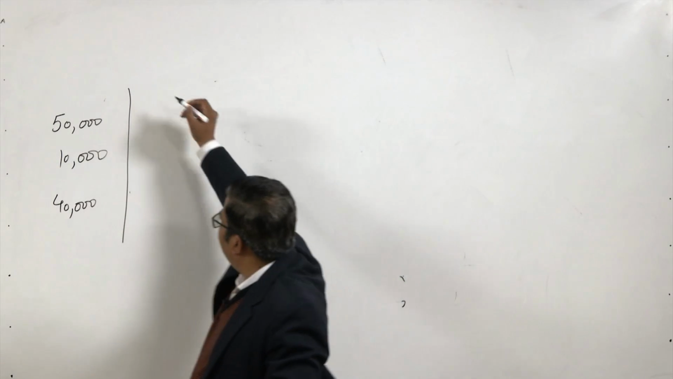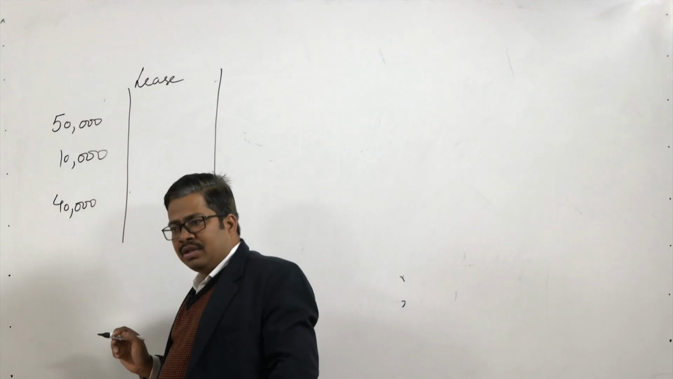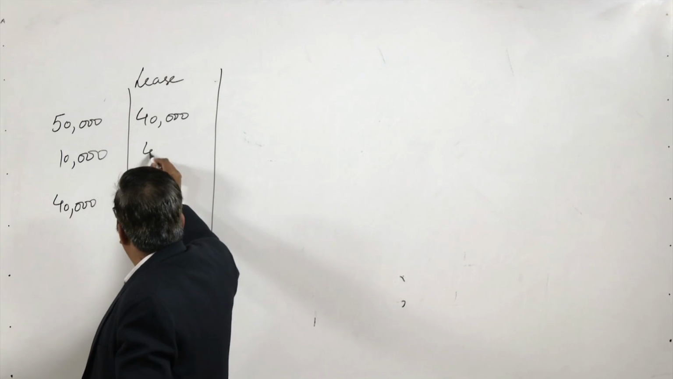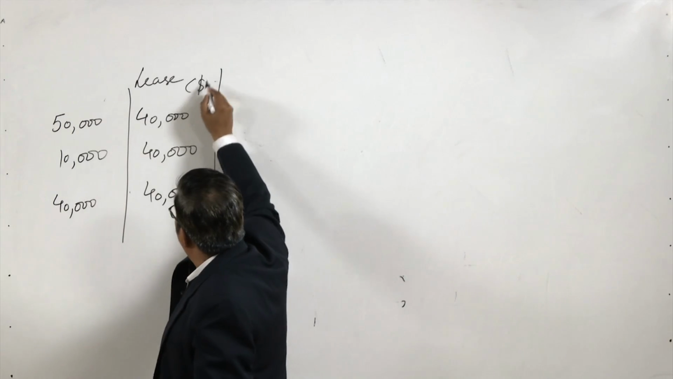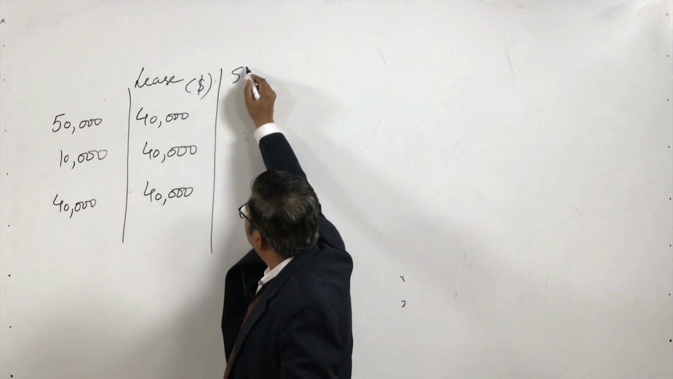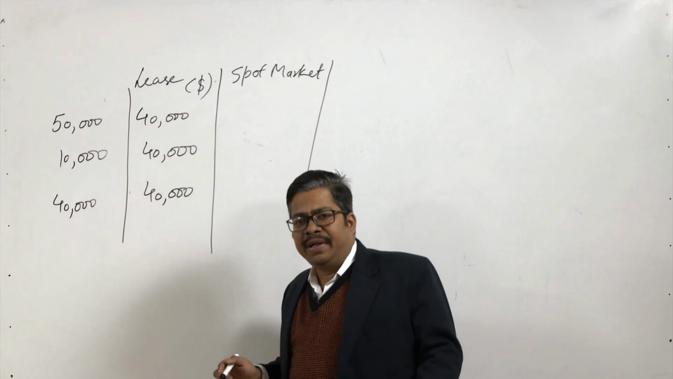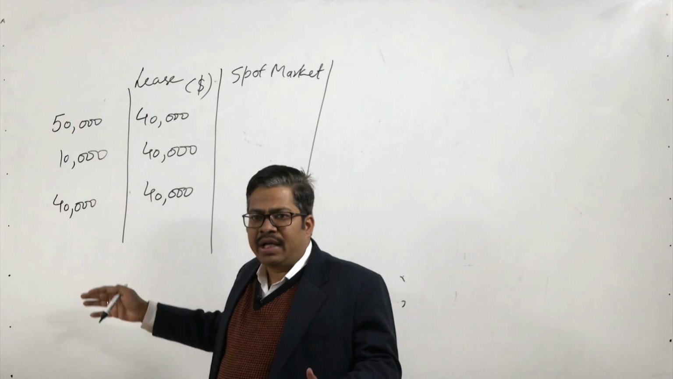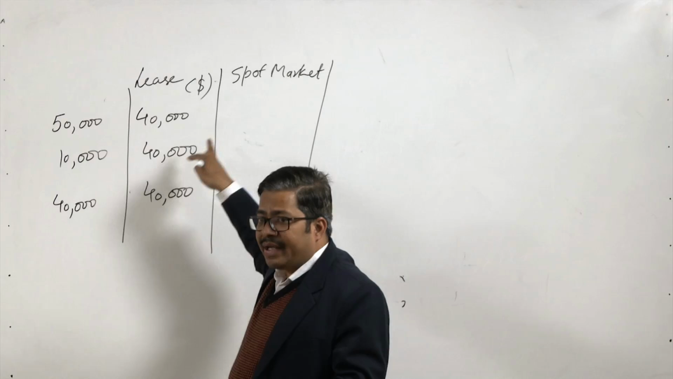If I am going for a lease arrangement, the cost of space is fixed, that is 40,000 per year. I have to pay $40,000 per year. When I go for the spot market, I will take a space as per the requirement. Whatever is my requirement, accordingly I will select the space. So I will not pay constant 40,000 in case of a spot market.